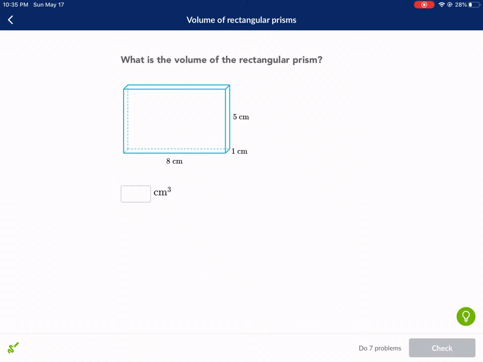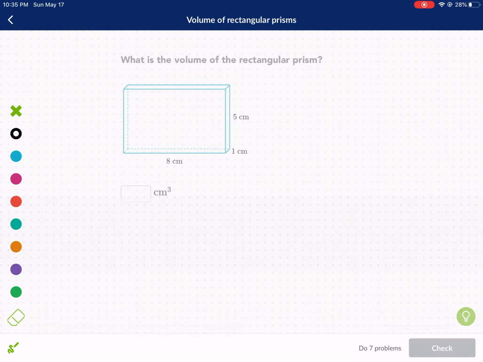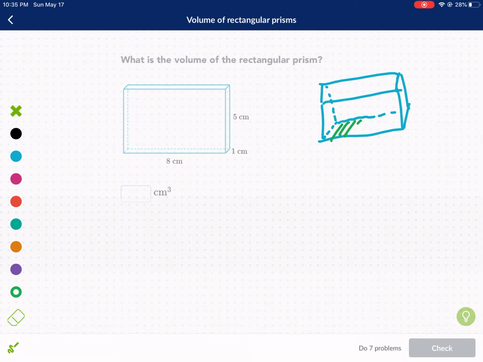So our first problem is, what is the volume of the rectangular prism? 8 by 1 by 5 centimeters. Okay, first thing we understand about a prism is that it's going to have a base. Let me draw it out here, trying to get two-dimensional space. A base is two parallel sides connected by rectangular sides.